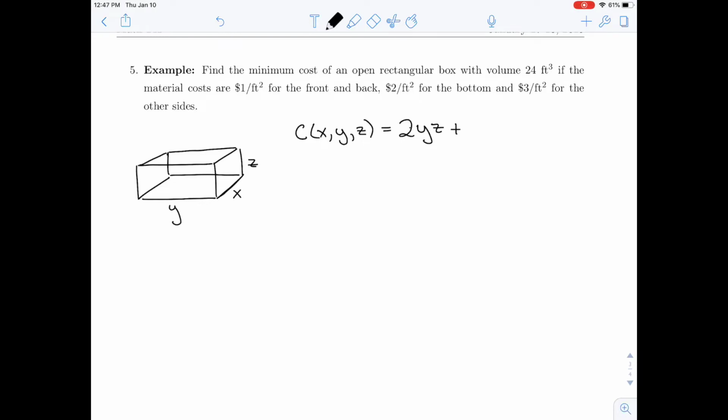Now, we want to add $2 per square foot for the bottom. The bottom is going to be x times y for the area, and then $2 per square foot times that area. So that 2 is just for the bottom. So this one is the bottom. That's the front and back.